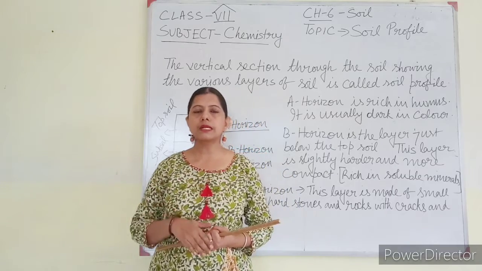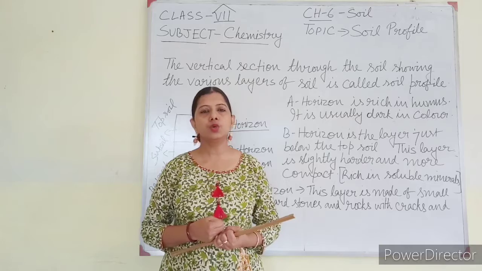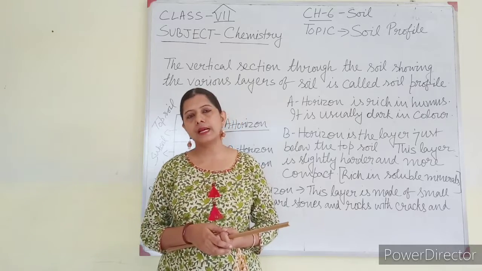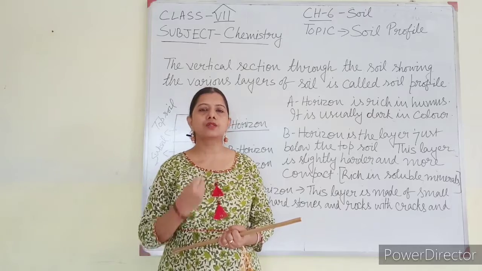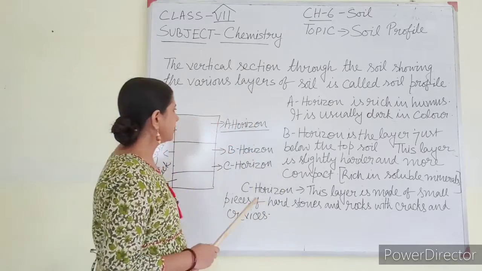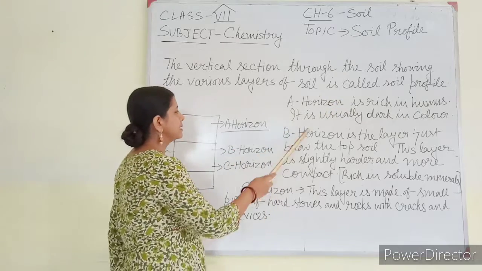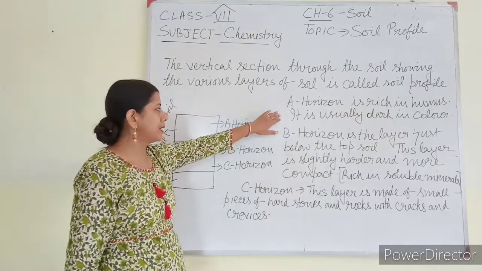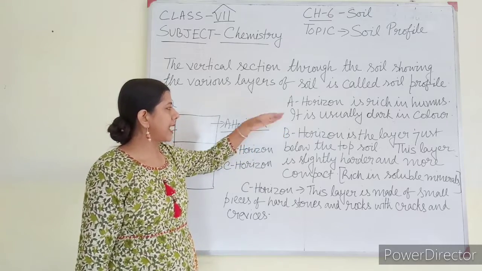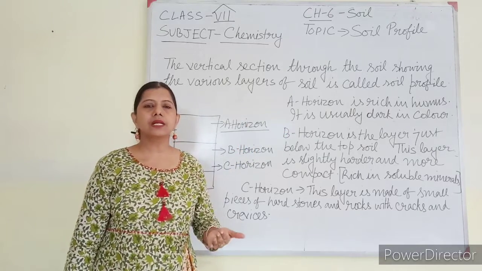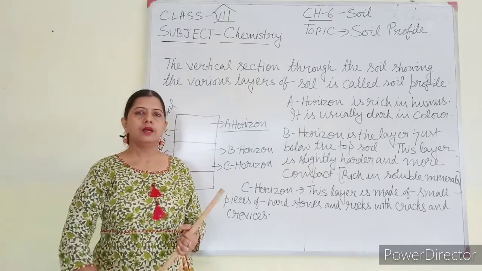So the topmost layer of the soil, which is dark in color and rich in humus, is also known as A horizon, and this is the best place where plants grow properly. So I have written here: A horizon is rich in humus. It is usually dark in color. There may be some places where the color can be light, but in general it is dark in color.